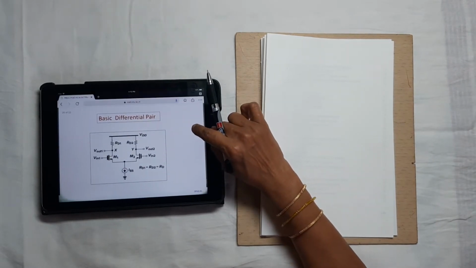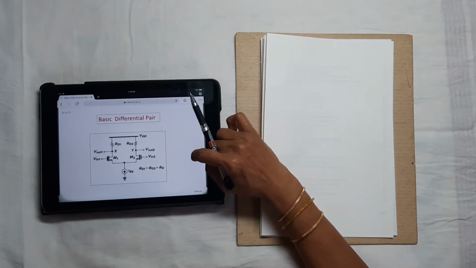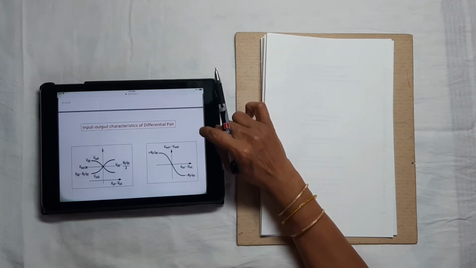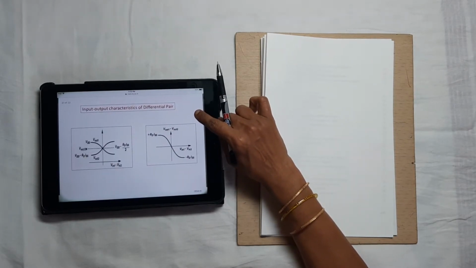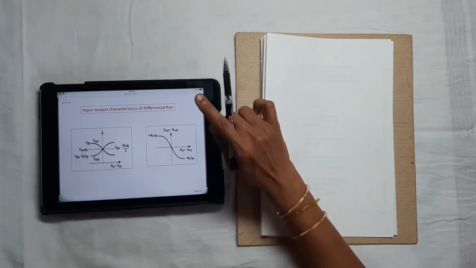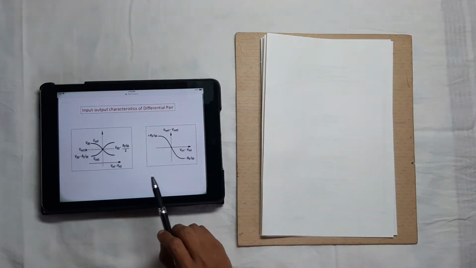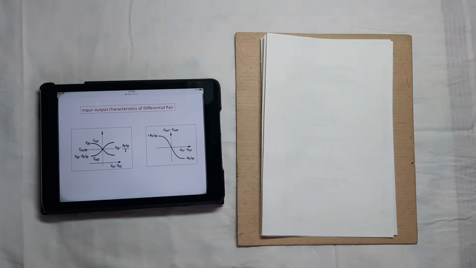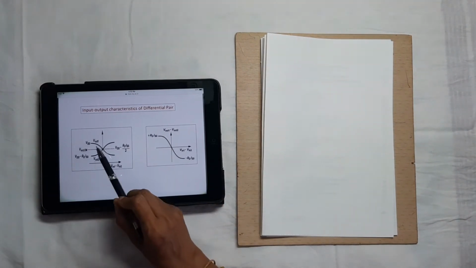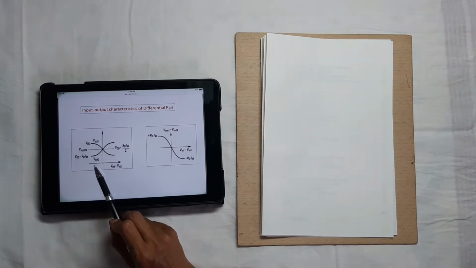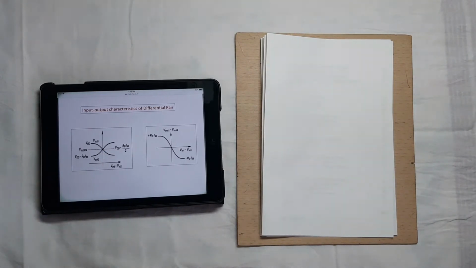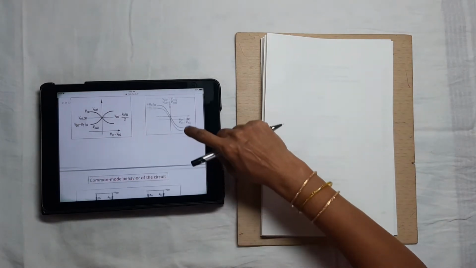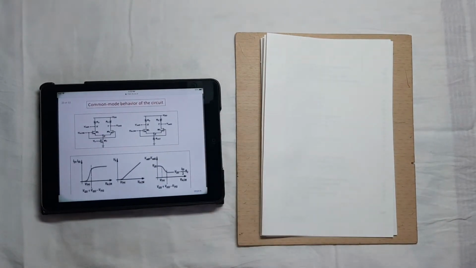Then the operation of the basic differential pair, input-output characteristics of the differential pair, how exactly the graph of V in 1 minus V in 2 with respect to V out 1 minus V out 2, and as well as how both the output voltages V out 1 and V out 2 vary with respect to V in 1 minus V in 2, and what is the common mode behavior of the circuit.